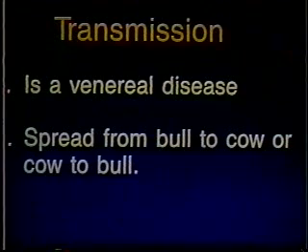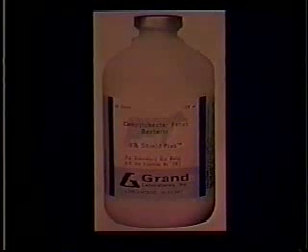In the aborted fetus, there are somewhat characteristic lesions in the liver of the aborted fetus, like white spots on the surface of the liver. Again, it is a venereal disease and may be spread by the bull, where there are no clinical signs that develop. The disease is largely controlled through the use of vaccination.